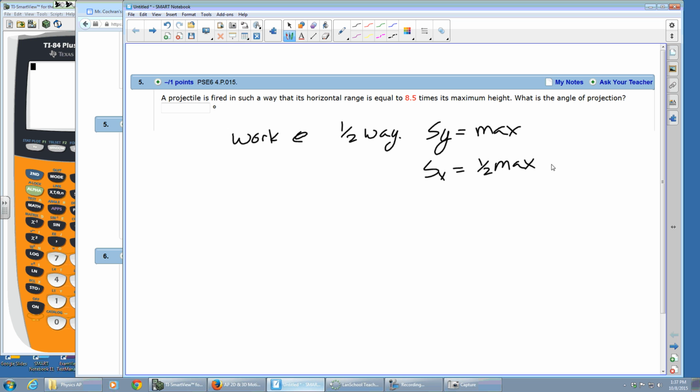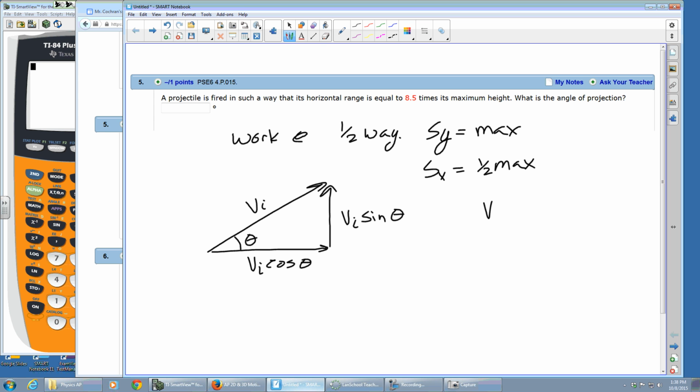So I'm thinking, let's see, we got this, right? That's my v initial. This is my theta. And this would be v initial cosine theta, and this would be v initial sine theta, right? My x and my y. I know that at this point, my vy is going to equal 0 meters per second.